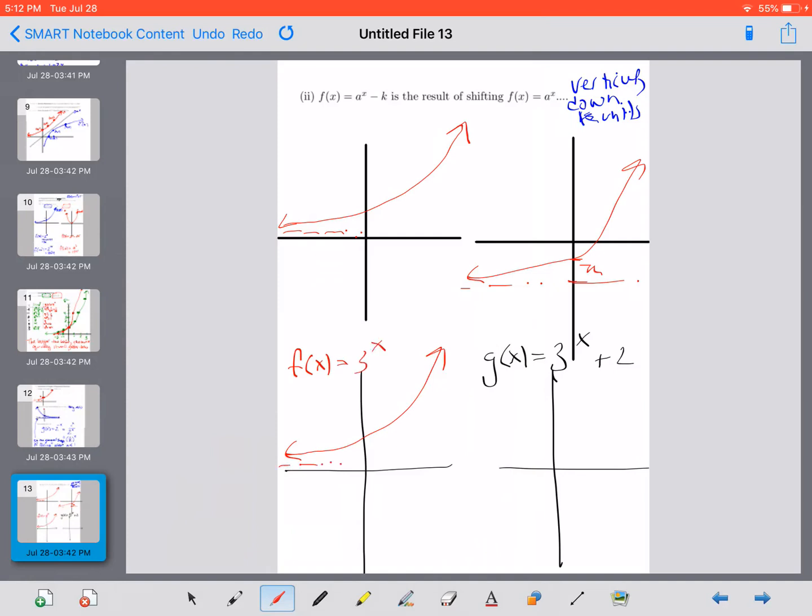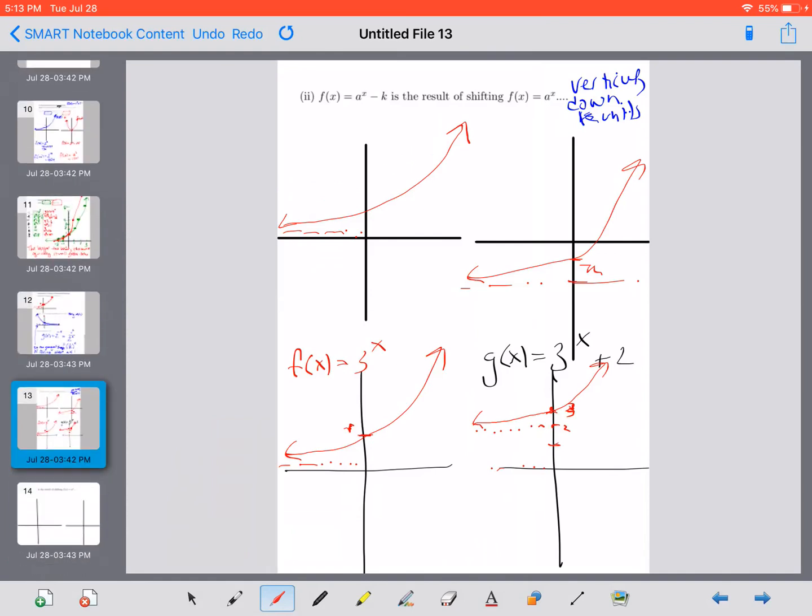So I need to shift everything up 2 units. So my y-intercept was at 1 before, now I have to shift it up 2 units to 2. Oops, sorry, to 3. Because 1 plus 2 is 3. Alright. And my horizontal asymptote had been at 0, but now that also is going to shift up 2 units. And now I'm going to have a horizontal asymptote at 2. So your graph is going to look roughly like this.